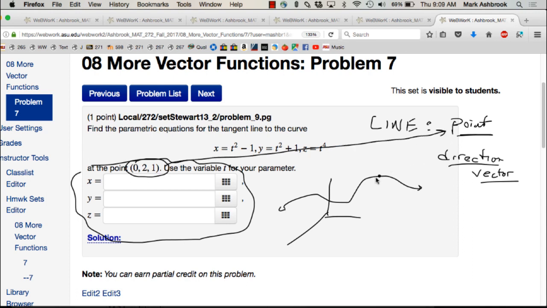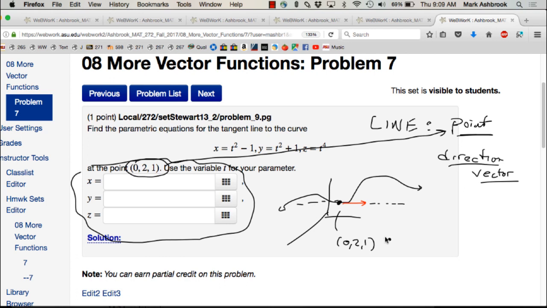And then here's 0, 2, 1, say right here. How are we going to get the direction vector? So the point we've got, 0, 2, 1. And now we need a direction vector. And that direction vector, what is going to be such that we get a line, so it's parallel to the tangent to the curve? Ezra.